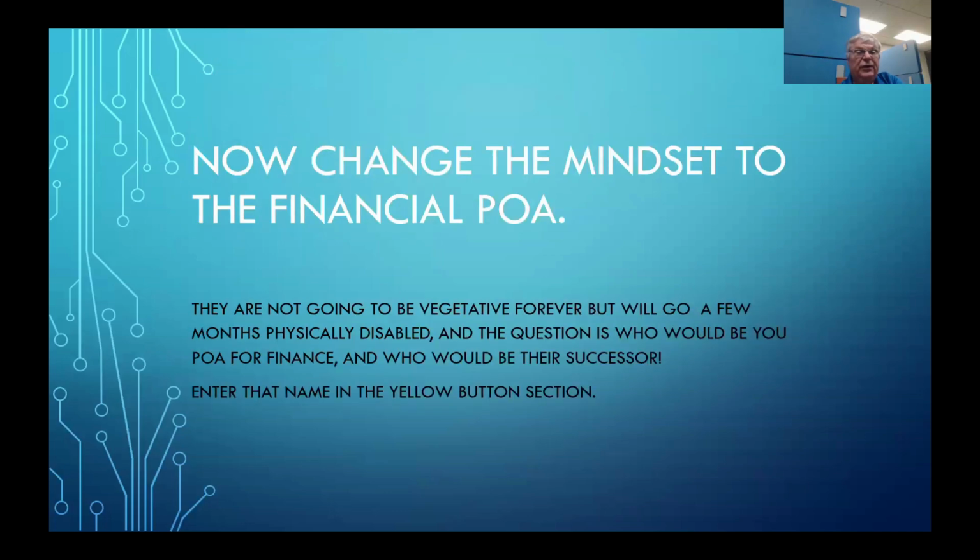So now you have to change the mindset a little bit. You want to take them from the power of attorney for healthcare to the financial power of attorney, and you want to explain it to them. They are not going to be in a vegetative state forever, but they may be physically disabled for a few months. The question is, who would be your POA for finance and who would be their successor? Enter that name in the yellow button section.